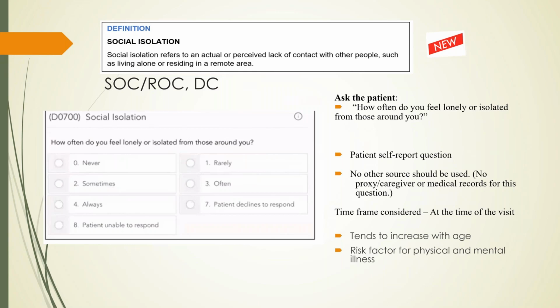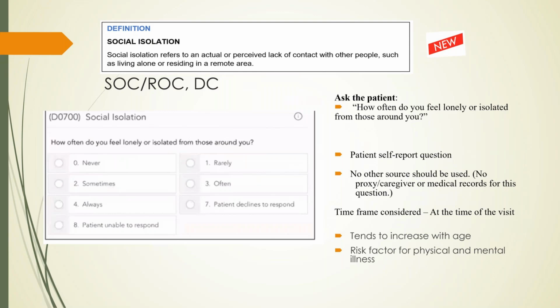So we want to really try to get a handle on whether they have social isolation, and what a social worker can do. What kind of programs can we get the patient involved in? This one is done at start of care, resumption of care, and discharge. We ask the patient, how often do you feel lonely or isolated from those around you? Again, it's self-report. The patient has a choice of never, rarely, sometimes, often, always. They can decline to respond, or they might not be able to respond.